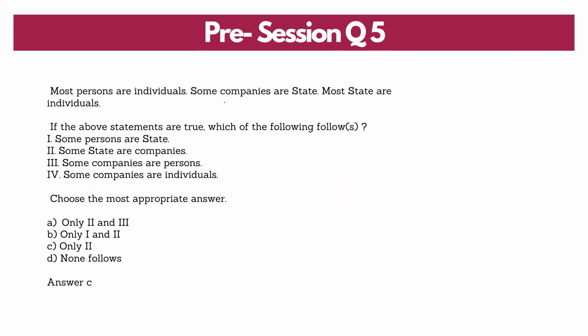Next, most persons are individuals. Some companies are state. Most states are individuals. For me, most and some are both one and the same thing. Most can be anything. Some is also anything. It is greater than one. Most persons are individuals. I will draw the diagram the same as some. Some companies are state. Most states are individuals. So this is the diagram of state and individual.